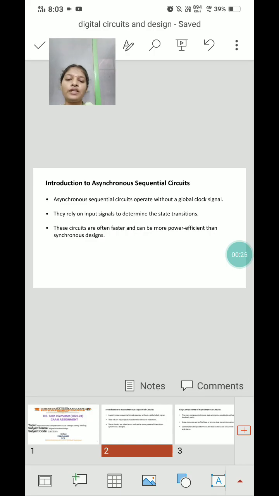Asynchronous sequential circuits operate without a global clock signal. They rely on input signals to determine the state transitions. These circuits are often faster and can be more power efficient than synchronous designs.